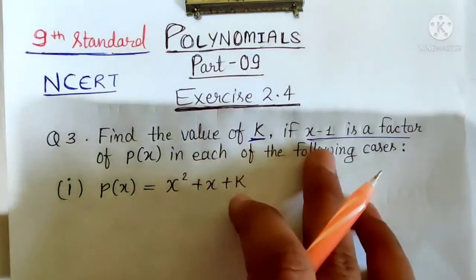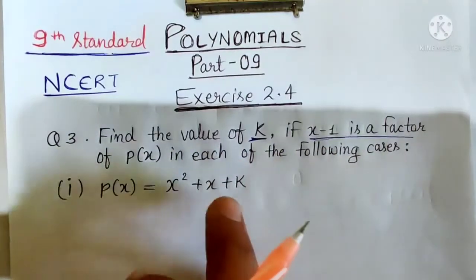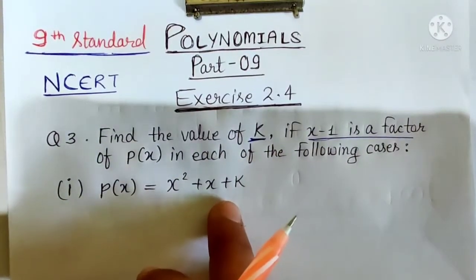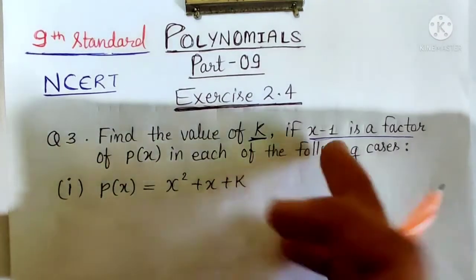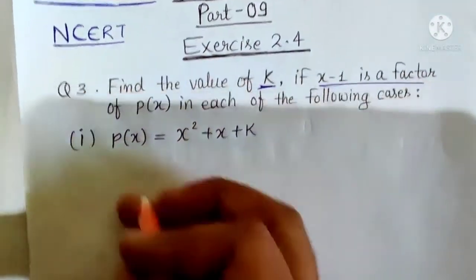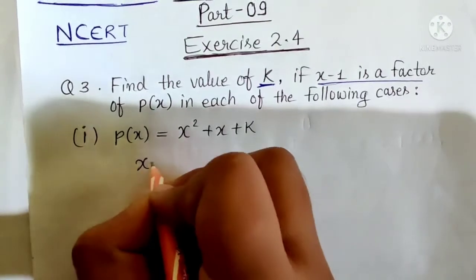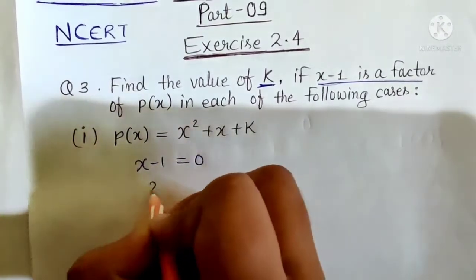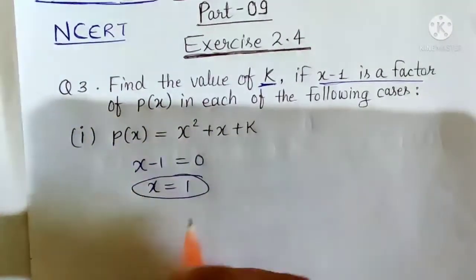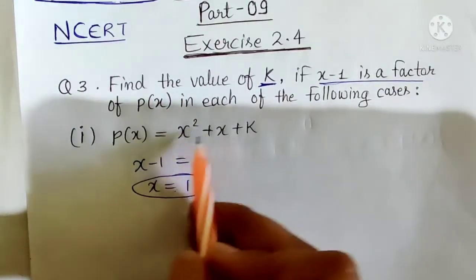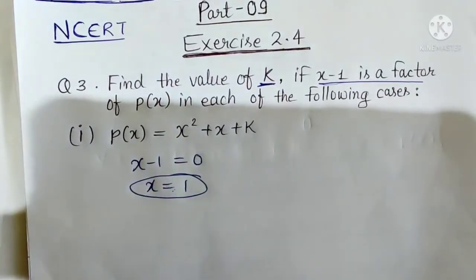So, if x minus 1 is a factor of the given polynomial, what do we have to do? We have to use the factor theorem. In place of x, we will put this value. x minus 1 equals 0, so the x value came 1. Now in place of x we can put 1 here, and we can get the value of k.